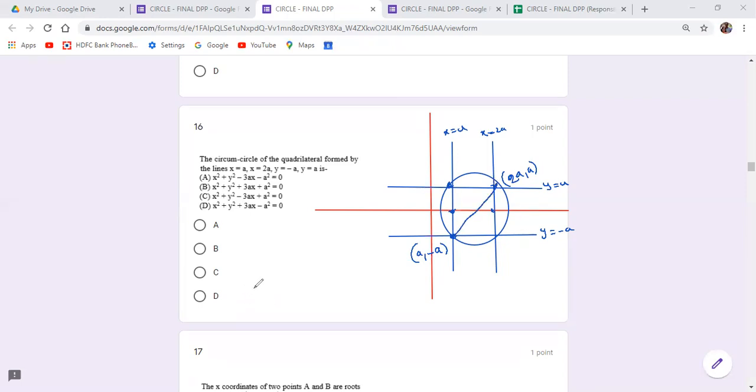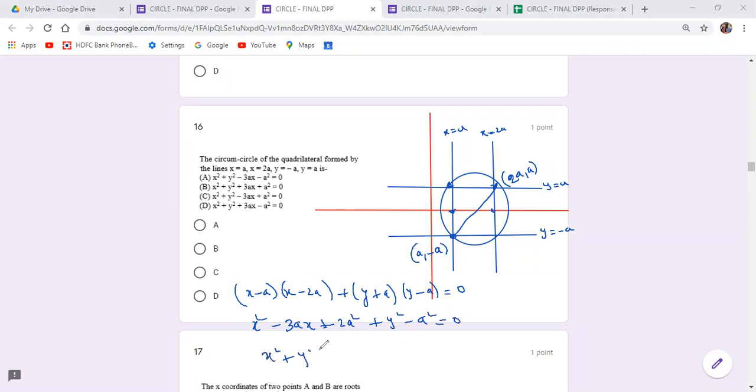So the equation of the circle will be (x minus a)(x minus 2a) plus (y plus a)(y minus a) equal to 0. So x square minus 3ax plus 2a square plus y square minus a square equal to 0. x square plus y square minus 3ax plus a square. Is it okay? Yes, sir. So which is the answer? Makes sense.